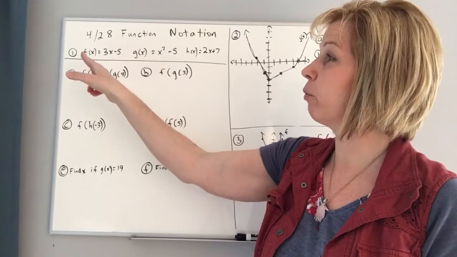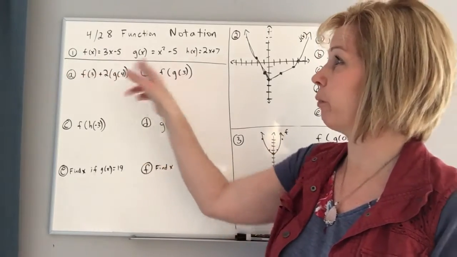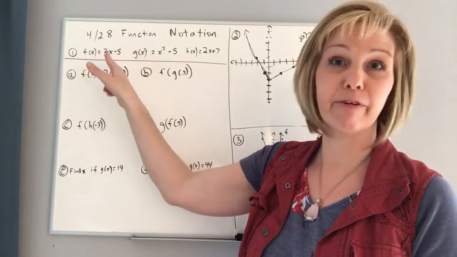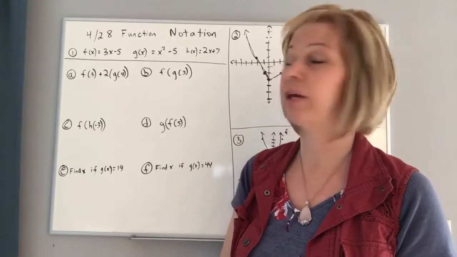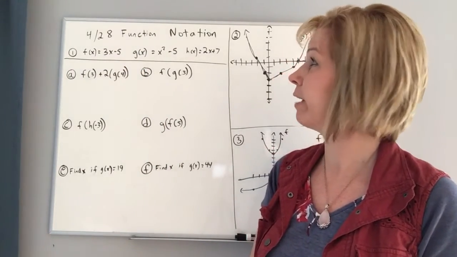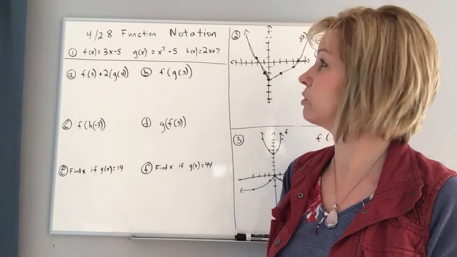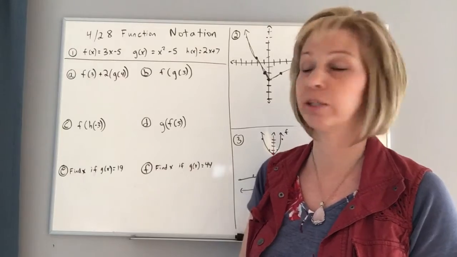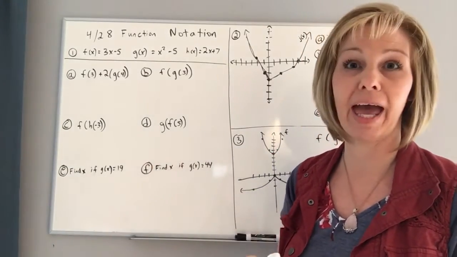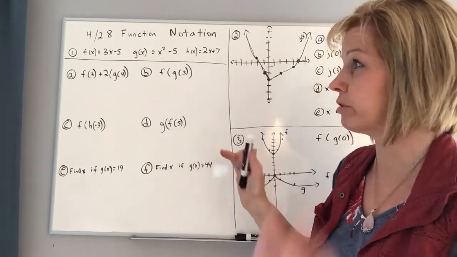So for number 1, there's 6 parts, but we are going to use these functions. f of x equals 3x minus 5. g of x equals x squared minus 5. And h of x equals 2x plus 7. So we have 2 linear functions and 1 quadratic. For A, we're going to review this before we do some new stuff.